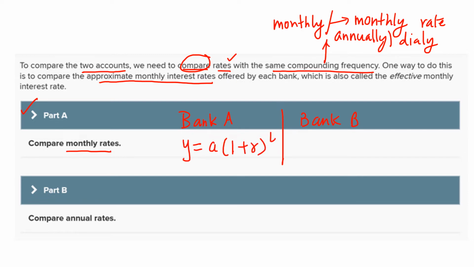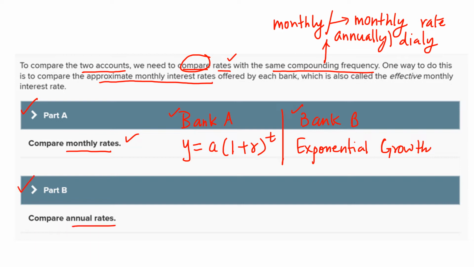saw in the last slide, which represents your exponential growth. But in this case, it is quite clearly mentioned in the question that we are looking at monthly rates. So you are going to compare your R accordingly. Whether it is bank A or bank B, whichever is going to give you more interest, you are going to choose that. Okay, that was monthly.